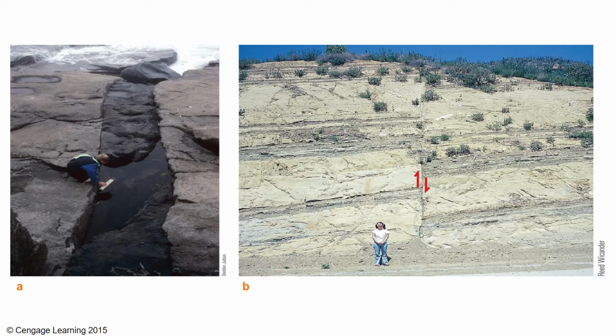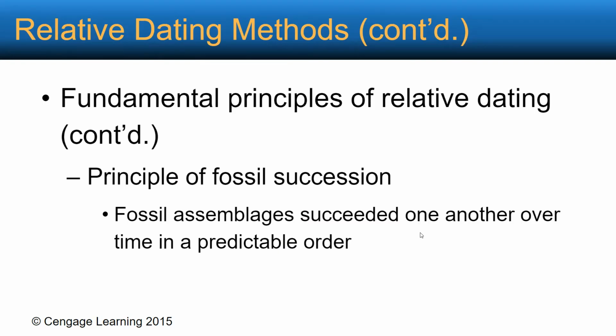You all know what stress and strain is. We'll get to that in a moment. Another important principle that's come along with this is the principle of fossil succession, and that is that based on evolutionary understandings, fossil assemblages succeed one another over time in a predictable order. And as a part of those successions, we can find index fossils that are very helpful to understanding.